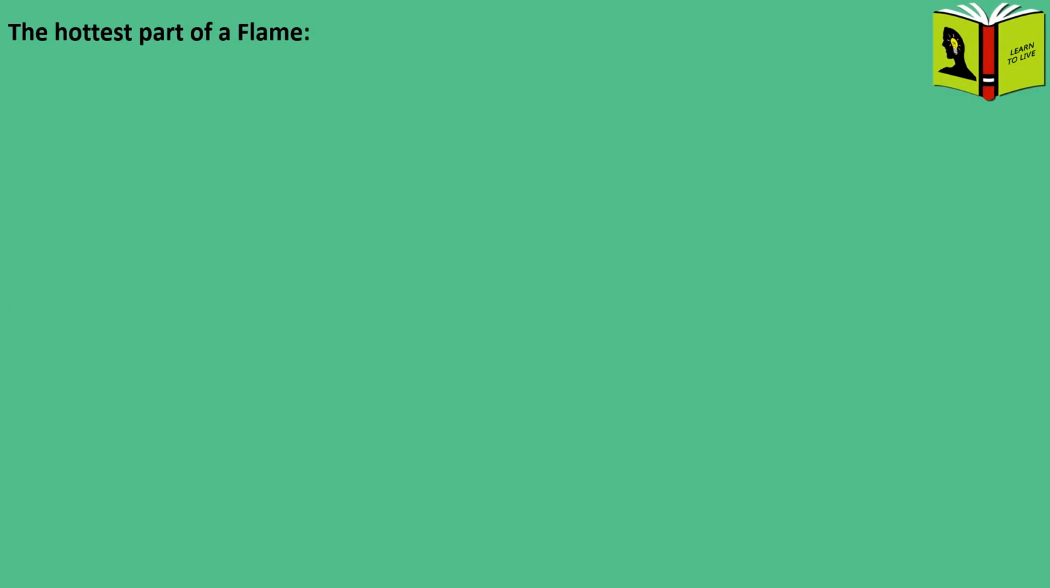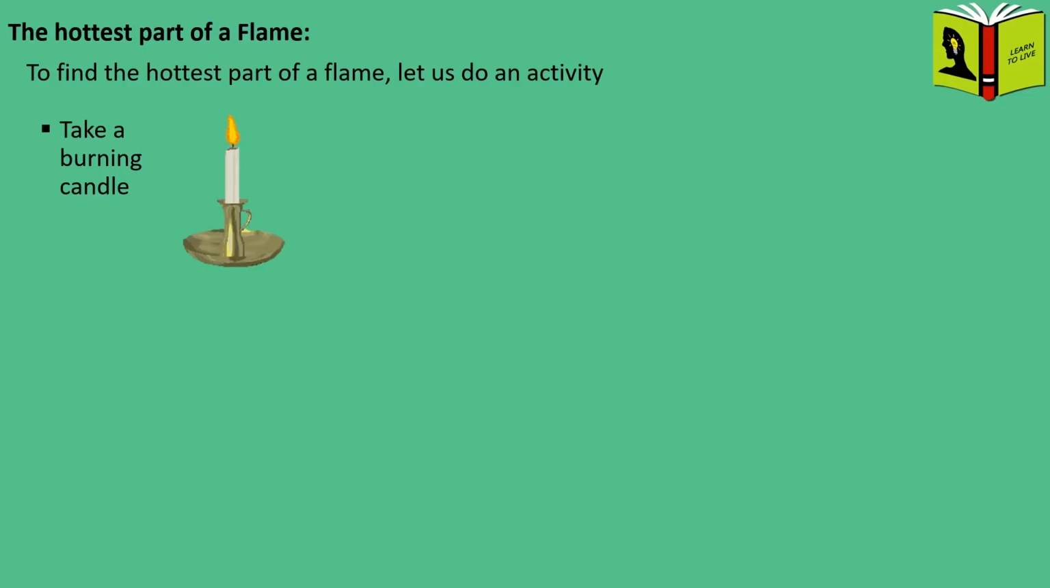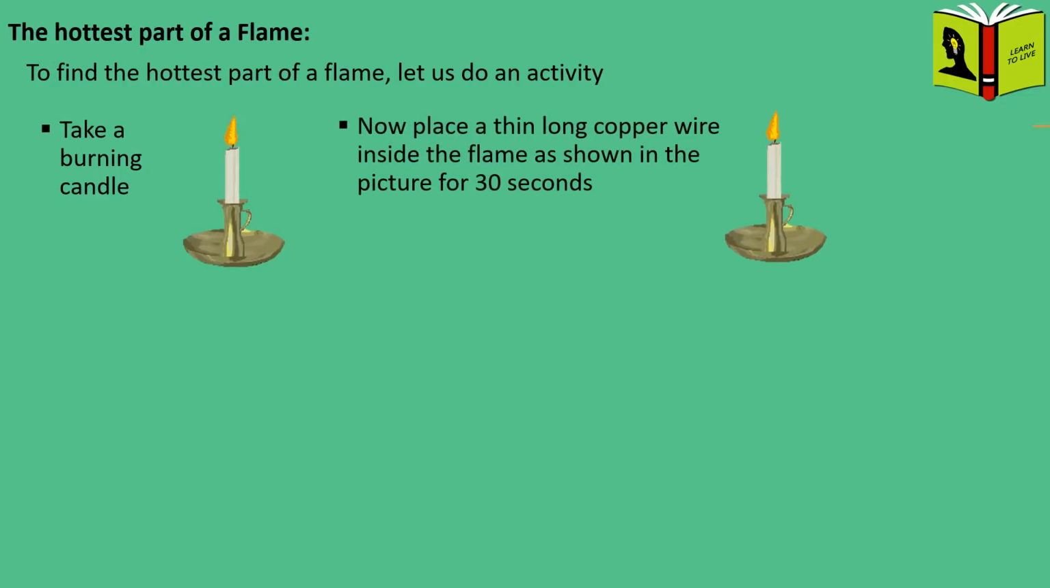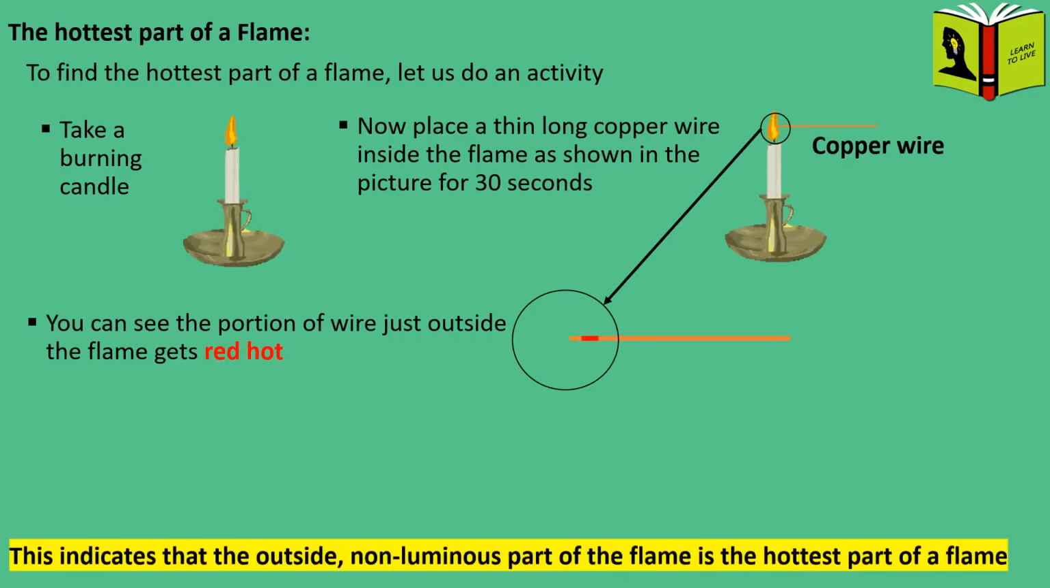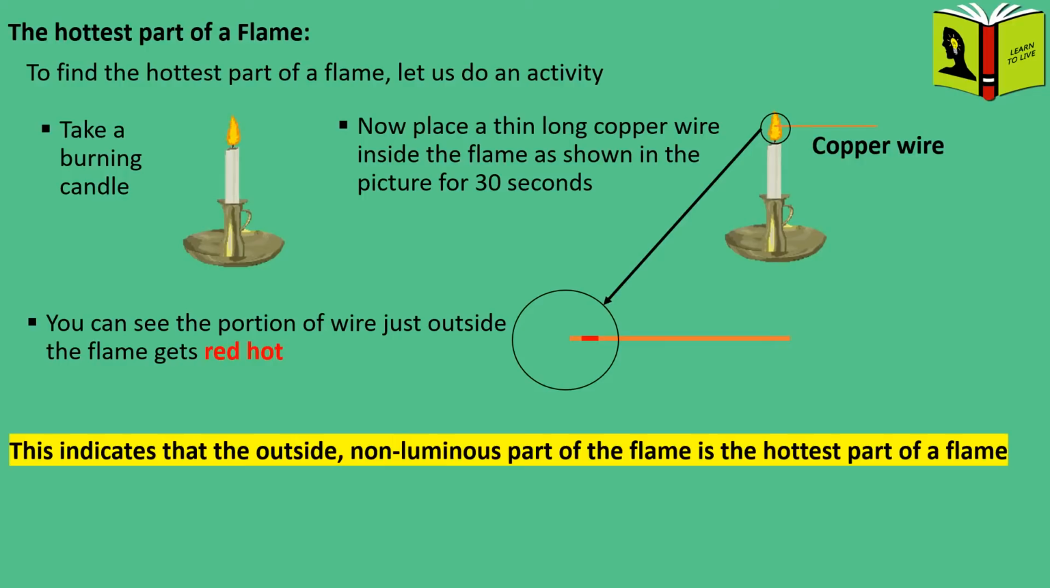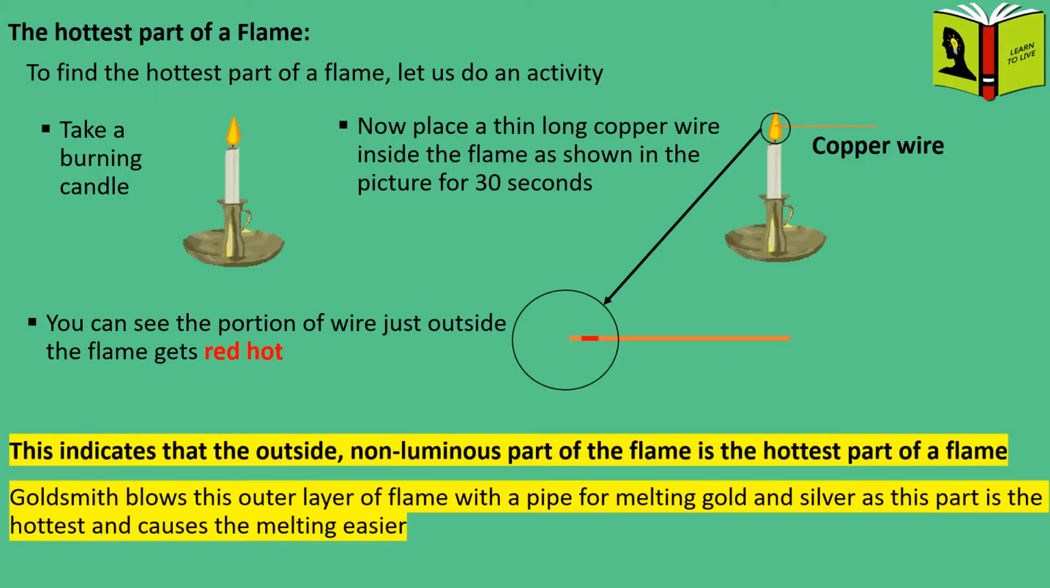The hottest part of a flame. To find the hottest part of a flame, let us do an activity. Take a burning candle. Now, place a thin long copper wire inside the flame, as shown in the picture, for 30 seconds. You can see the portion of wire just outside the flame gets red hot. This indicates that the outside, non-luminous part of the flame is the hottest part of a flame. A goldsmith blows this outer layer of flame with a pipe for melting gold and silver, as this part is the hottest and makes the melting easier.